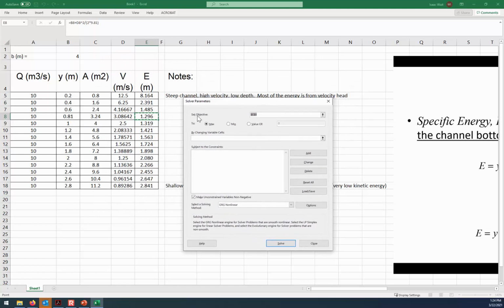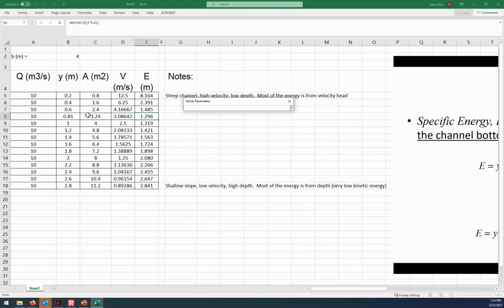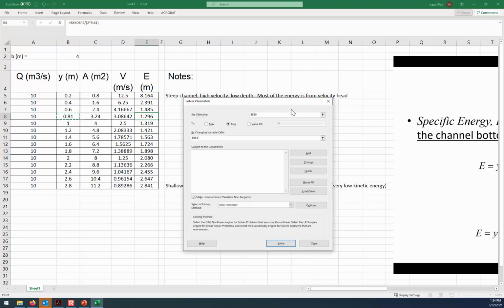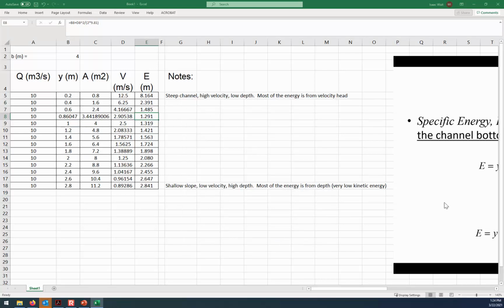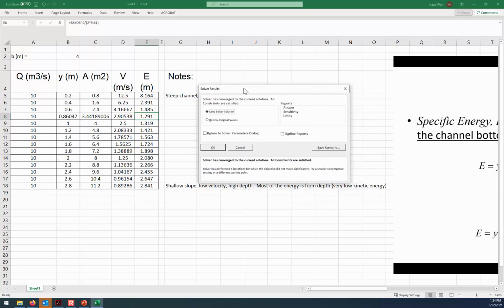So set objective. My objective is that this specific energy is minimized by changing the depth. Okay, so now when I say solve, it tries a lot of values and it's just looking for which one was the lowest. It's going to remember when it saw the lowest. There we go. Over here it gave me the results. It says, do you want to keep your original solution, where the depth that is associated with the lowest specific energy is 0.86047? Yeah, I want to keep that.